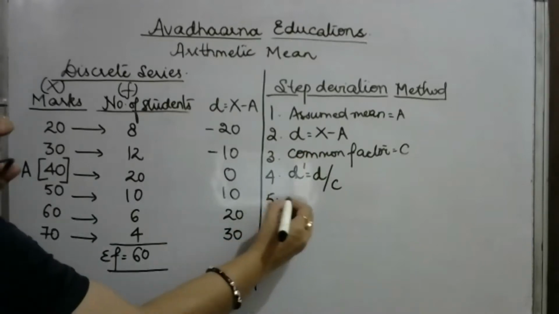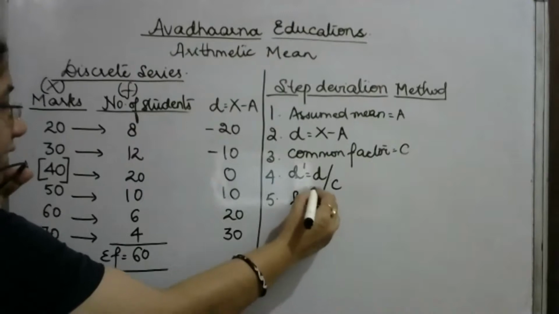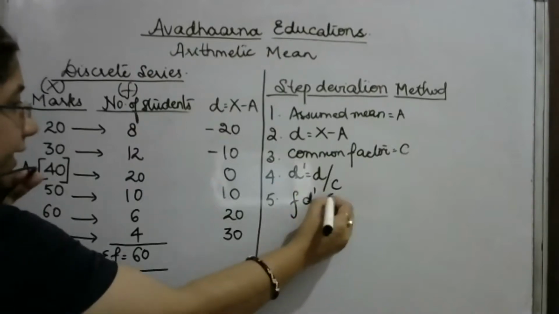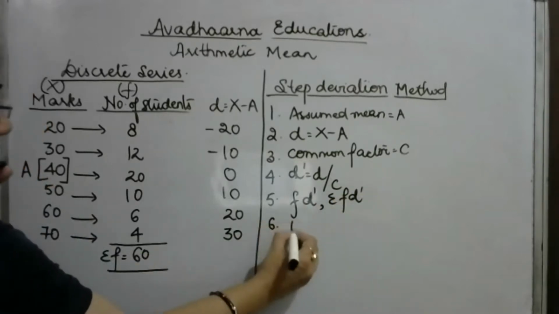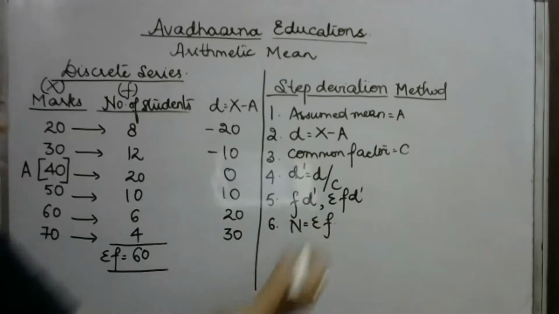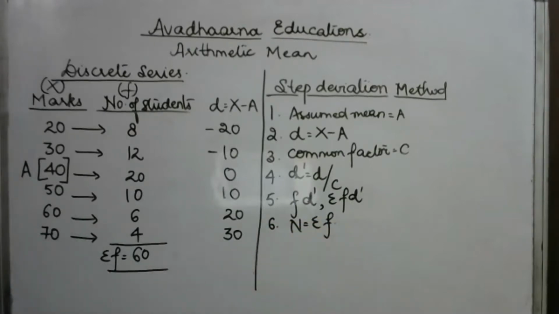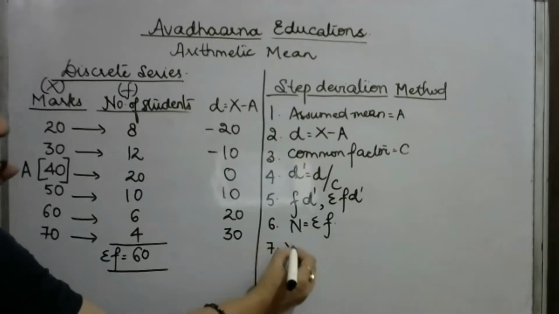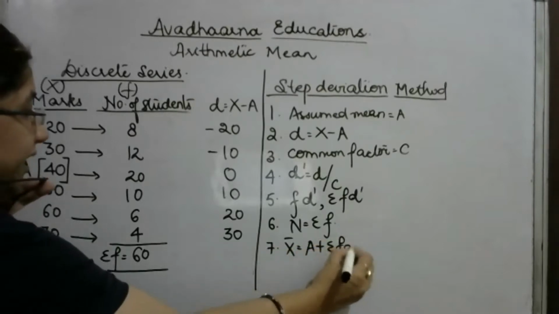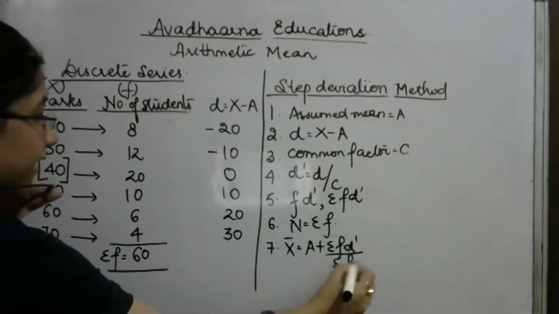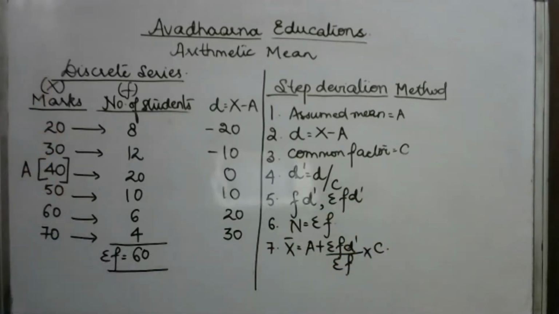Next step is we'll multiply the frequencies with D dash and calculate summation FD dash. Fine. Then take n as your summation of f, and then finally we'll apply the formula to calculate the arithmetic mean, where mean is equal to A plus summation FD dash over summation f into C. Fine.